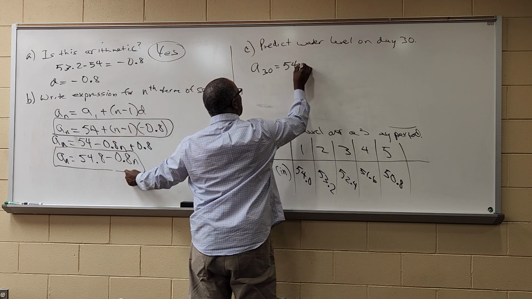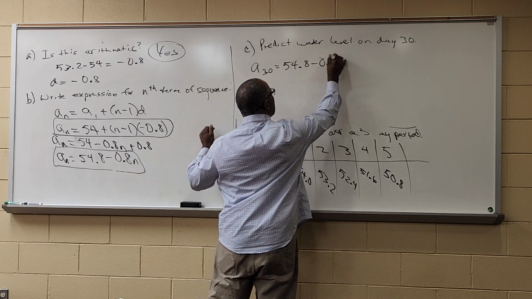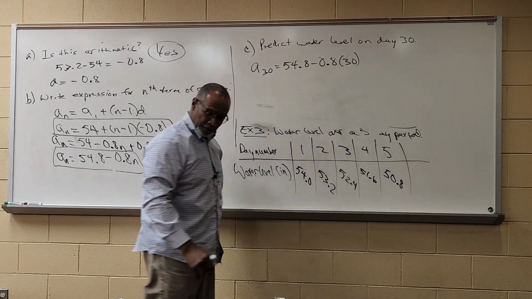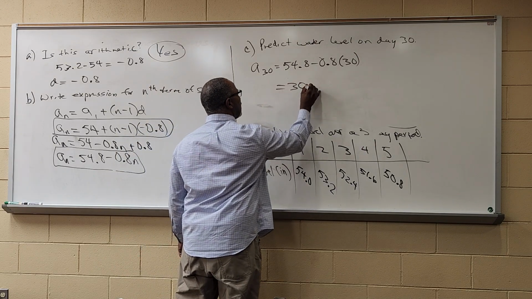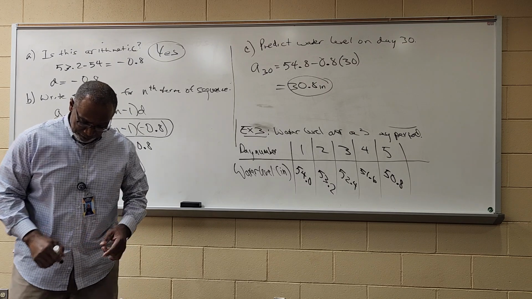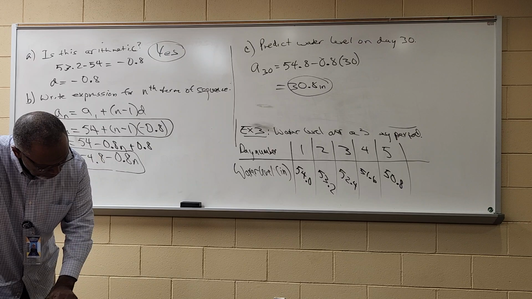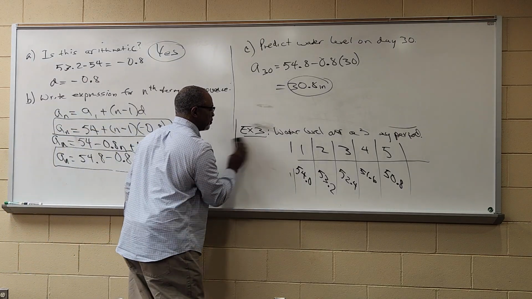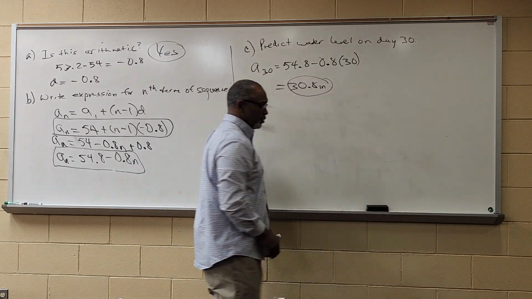So I'll have 54.8 minus 0.8 times N, but N is 30. If you do that in your calculator, you should get 30.8. So the water level should be 30.8 inches on day 30. Okay? All right, that's that one.